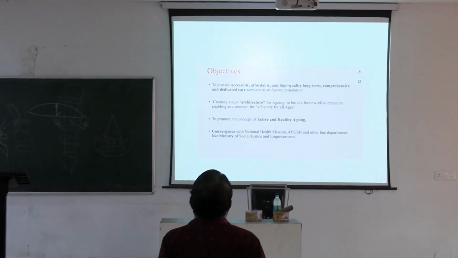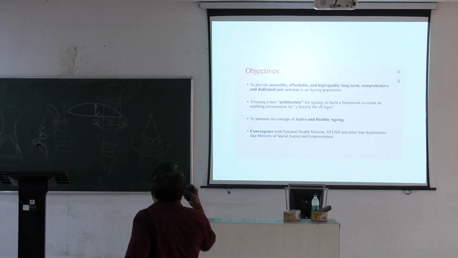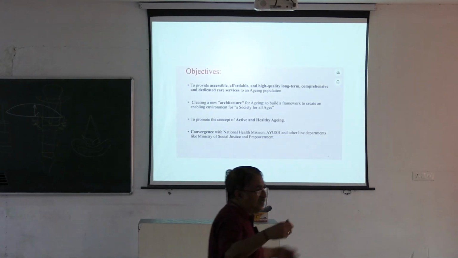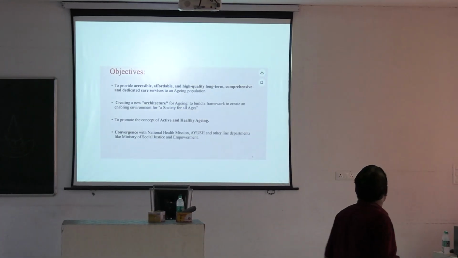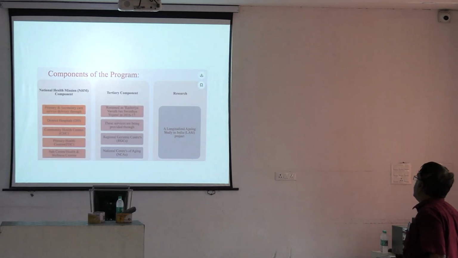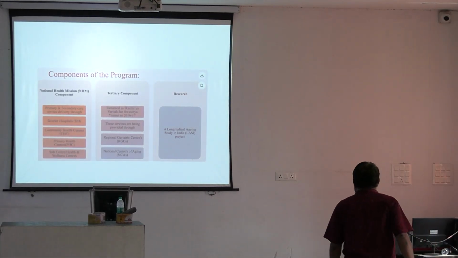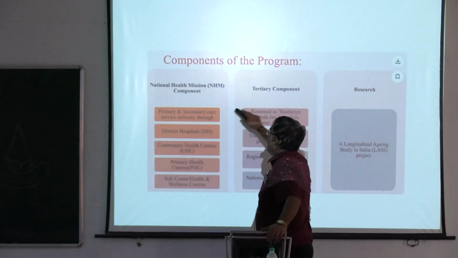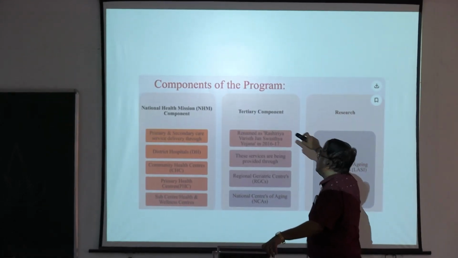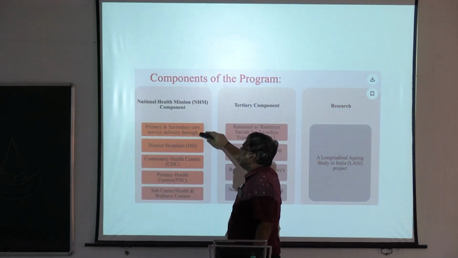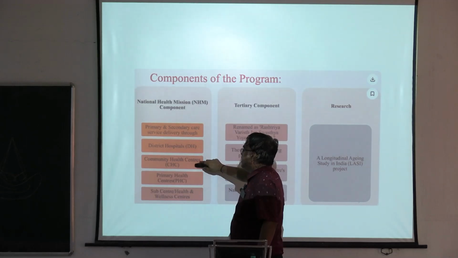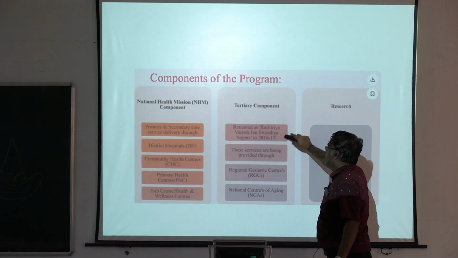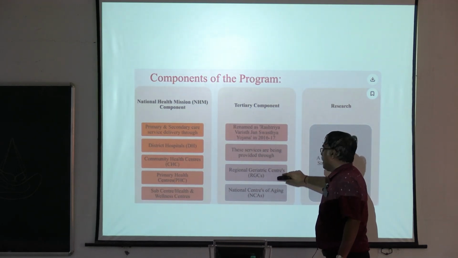and dedicated services. So this is to create a new architecture and to promote the concept of active and healthy aging, and convergence with other health programs like the National Health Program, Ayush, etc. Basically you have three components. First is the National Health Mission component, second is the tertiary component, and third is research.